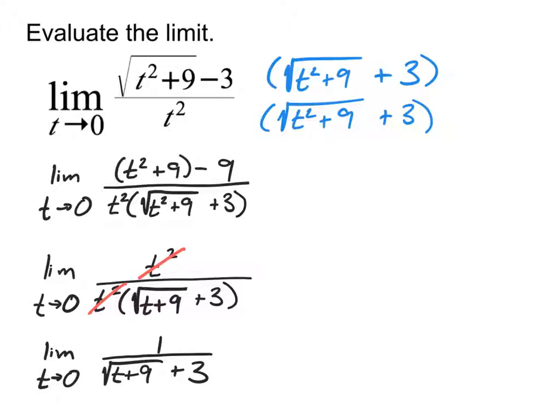Good question. Why is the square root just of t plus 9 instead of t squared plus 9? Because I forgot to write it. Thank you.